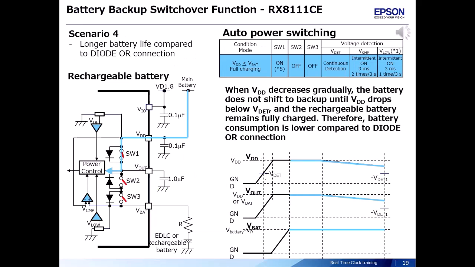Scenario 4. When VDD decreases gradually, the battery does not shift to backup until VDD drops below VDET, and the rechargeable battery remains fully charged. Therefore, battery consumption is lower compared to diode OR connection.